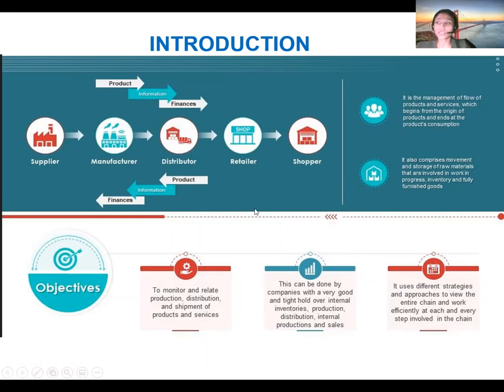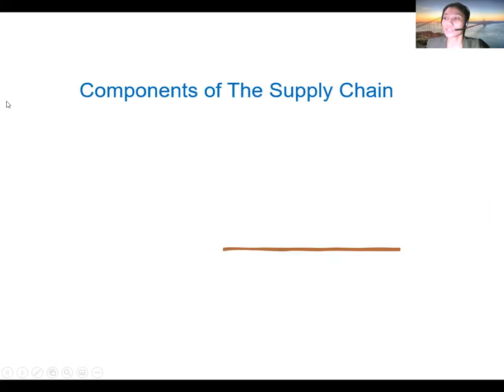And then as you can see, this is the management of the flow of products and services, which begins from the origin of the products and ends at the product's consumption. It also comprises movement and storage of raw materials, work-in-progress inventory, and fully finished goods. Then next, let's talk about the components of the supply chain.